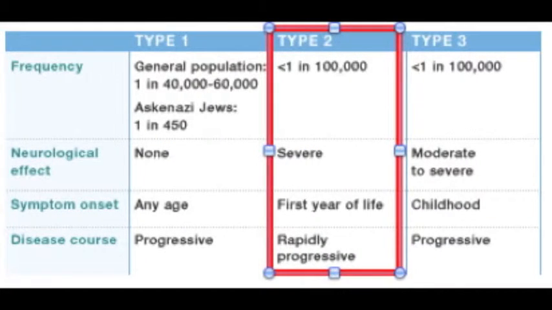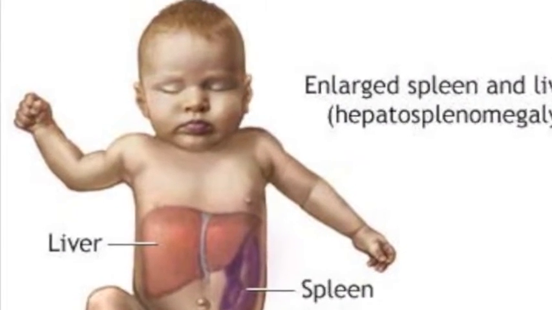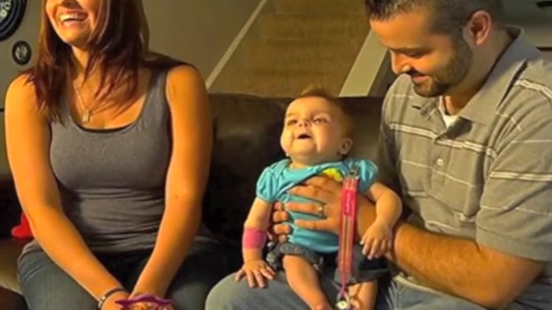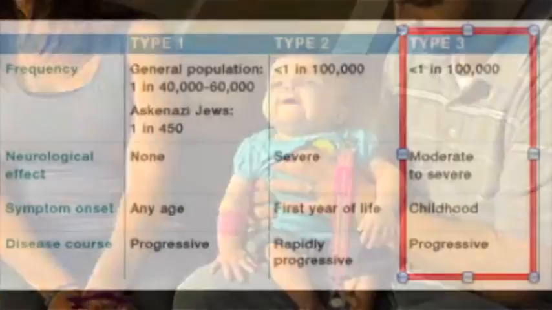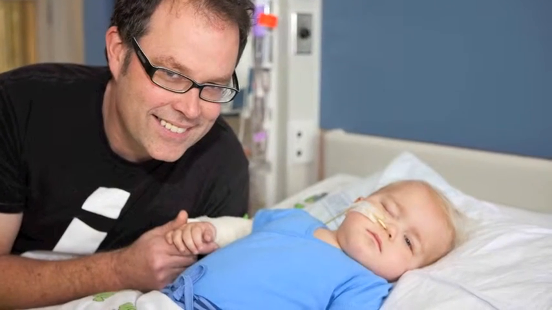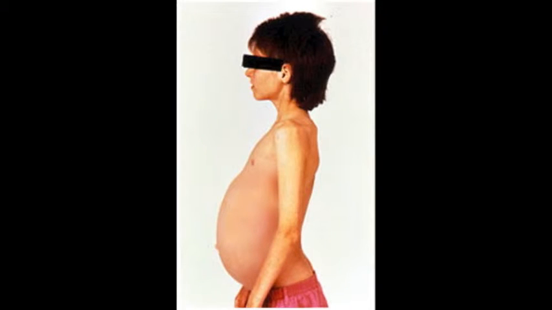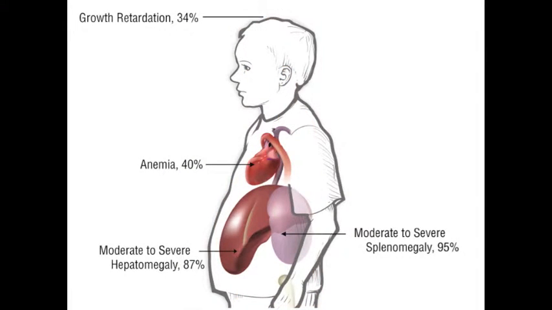Type 2, or acute infantile neuropathic Gaucher's disease, develops in infancy and generally leads to death by 2 years of age. Type 2 involves extensive and progressive brain damage and spleen and liver enlargement. Type 2 occurs in approximately 1 in 100,000 live births. And Type 3, or chronic neuropathic Gaucher's disease, progresses more slowly than Type 2 and can occur in early childhood or adulthood. Symptoms of this type include gradual brain damage, seizures, and enlarged spleen and liver.